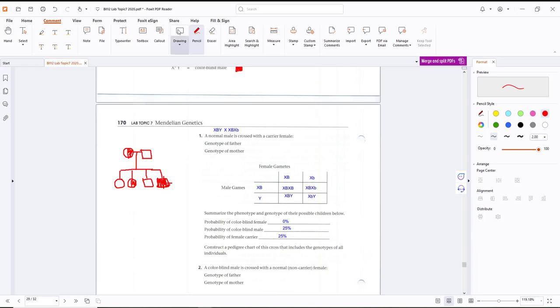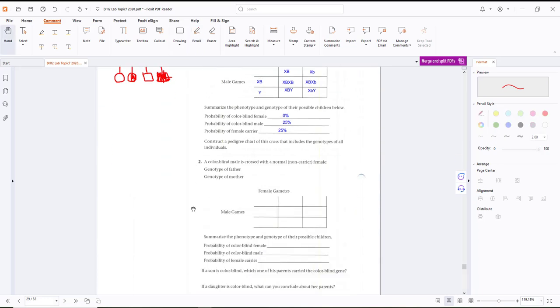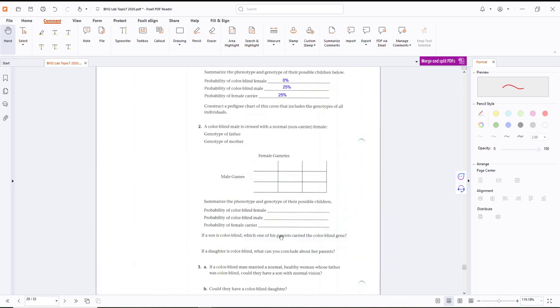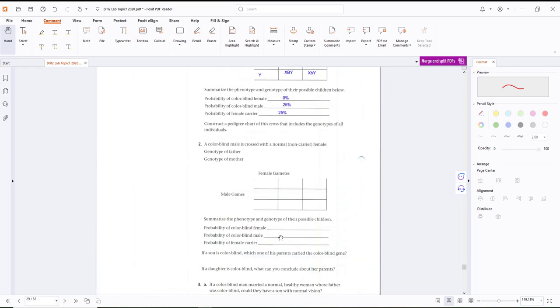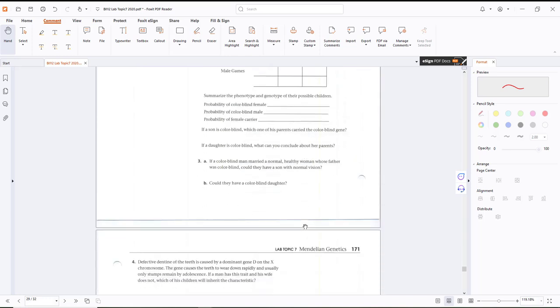All right. Let's see. Number 2 is on your homework, so I won't do that one. All right.